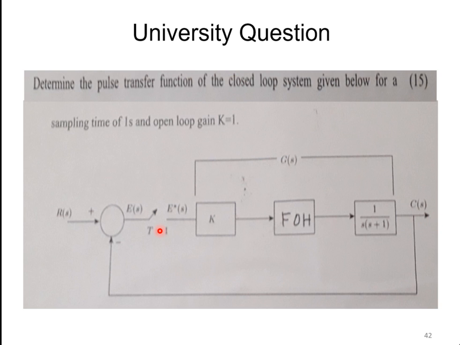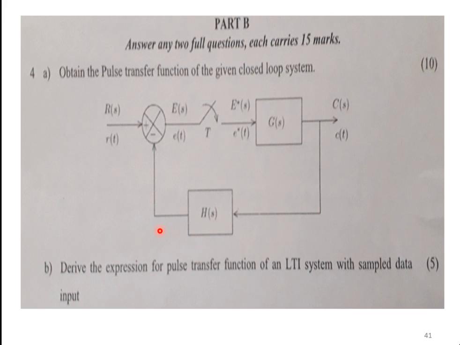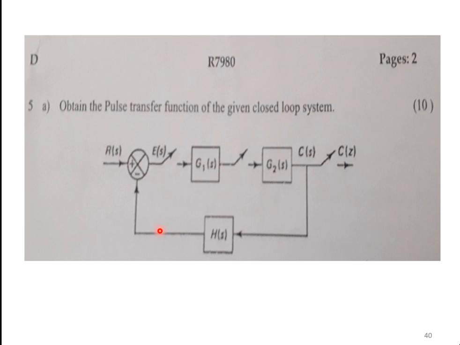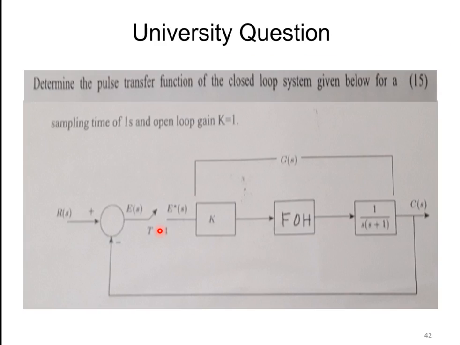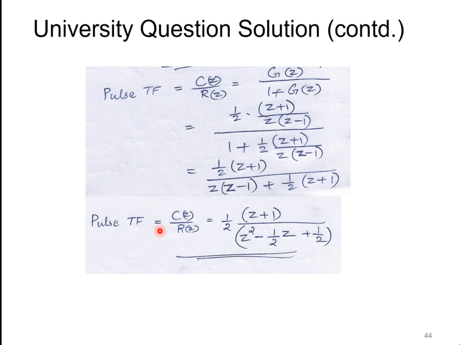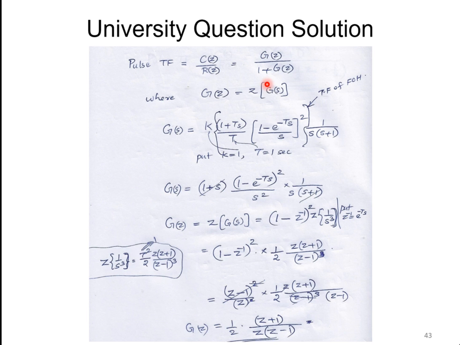Otherwise, if it is having H(z) also, then you will have G(z) by 1 plus G(z) into H(z). As H(z) is 1 here, it is G(z) by 1 plus G(z). So G(z) you have found as 1 by 2 into (z plus 1) by z into (z minus 1). What will be the pulse transfer function? It is not equal to G(z). It is G(z) by 1 plus G(z).